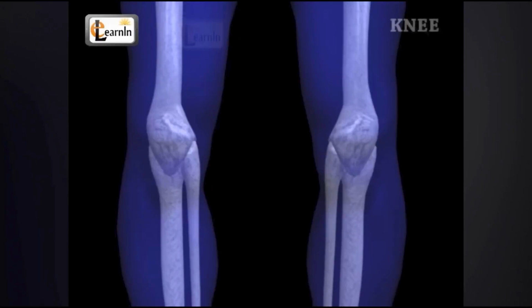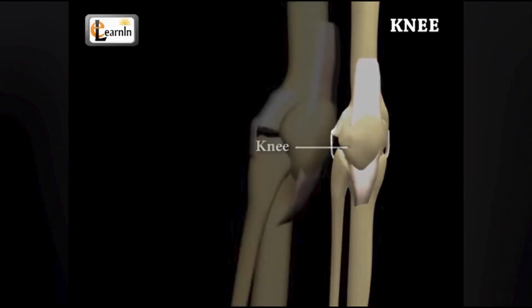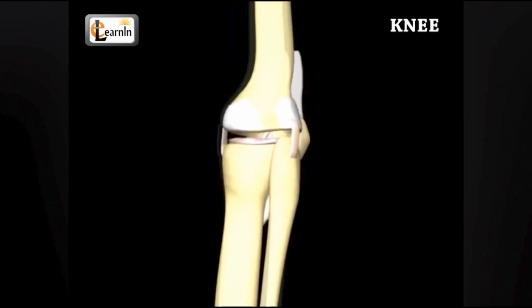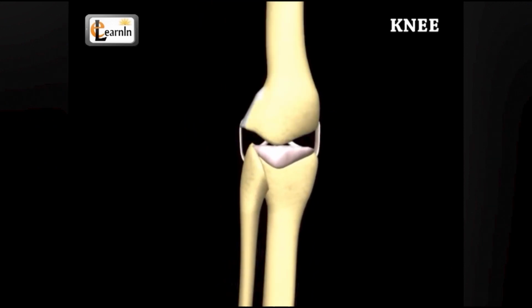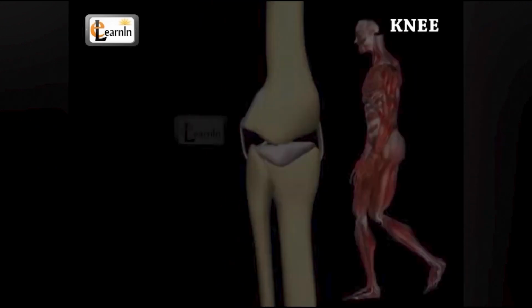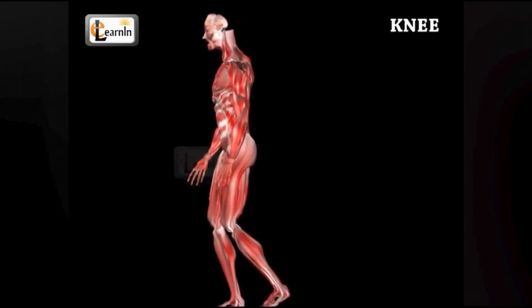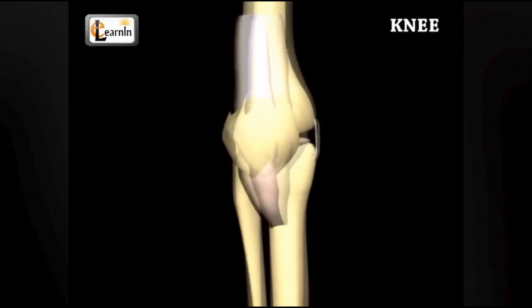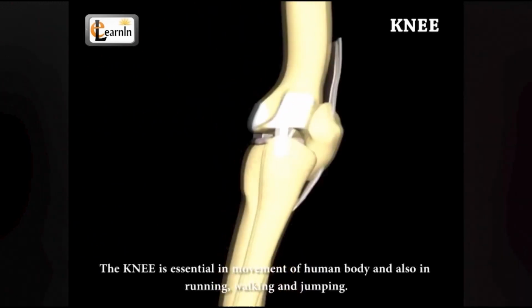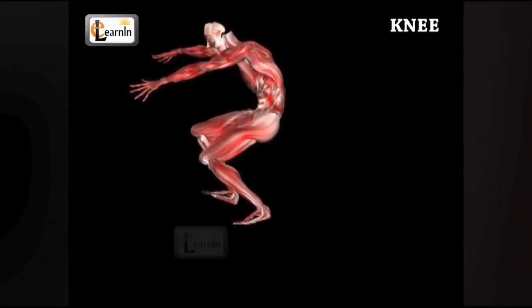This video illustrates one of the most used parts of the human body, the knee. One can understand the intricacies of the movements of the knee by getting familiar with the joints and the bones which form the region of the knee, and the set of complex muscles which make it so easy for humans to move their legs. The knee is one of the most important joints of our body. The knee is essential in moving the human body and also in running, walking, and jumping.